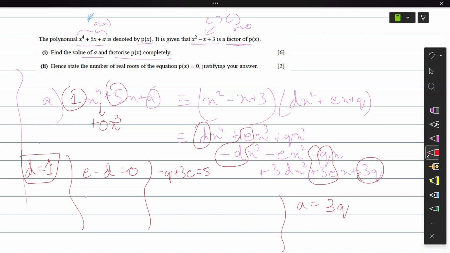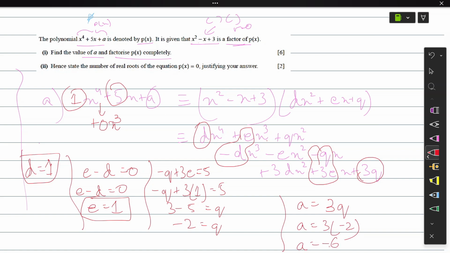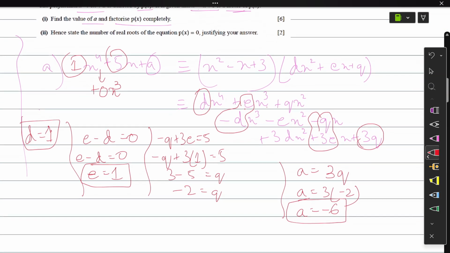Okay, can I just finish it here? e minus d equals 0, d is 1, so e is also 1, there we go. Here, minus q plus 3 into 1 equals 5, so 3 minus 5 equals q, minus 2 equals q. Q has been found. a equals 3 into minus 2, a equals minus 6, there we go. And that, my friends, is your answer.